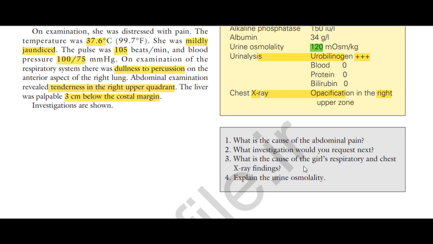So what should we do? We should do an ultrasound of the liver and gallbladder. What's the cause of the girl's respiratory and chest X-ray findings? In these patients, at this age, she may be hyposplenic, so encapsulated organisms can be the cause of infections like pneumonia.